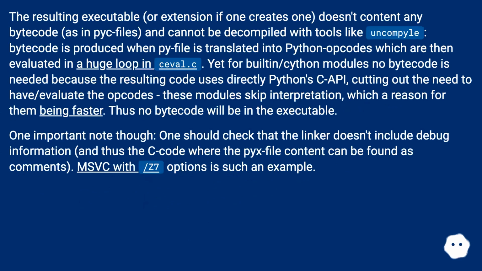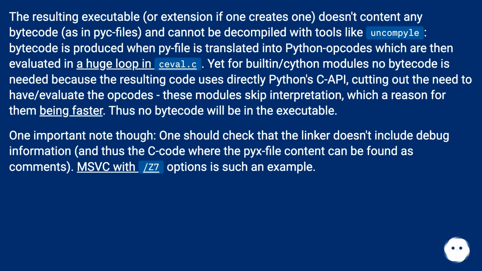The resulting executable, or extension if one creates one, doesn't contain any bytecode, as in PYC files, and cannot be decompiled with tools like uncompyle. Bytecode is produced when a PY file is translated into Python opcodes, which are then evaluated in a huge loop in ceval.c. Yet for built-in / Cython modules no bytecode is needed because the resulting code uses directly the Python C API, cutting out the need to evaluate the opcodes. These modules skip interpretation, which is a reason for them being faster. Thus no bytecode will be in the executable.